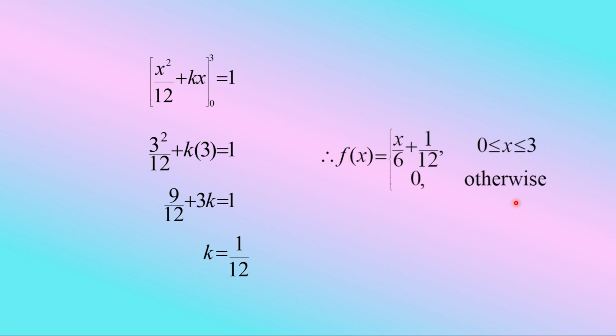Next, simplify the result of the integration and substitute the limits and solve for k. So k is equal to 1 over 12, and rewrite the probability density function.